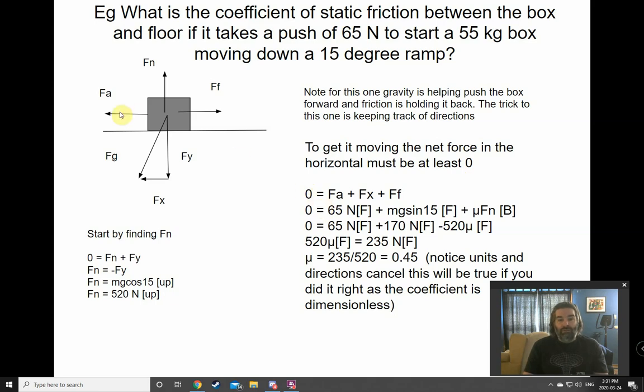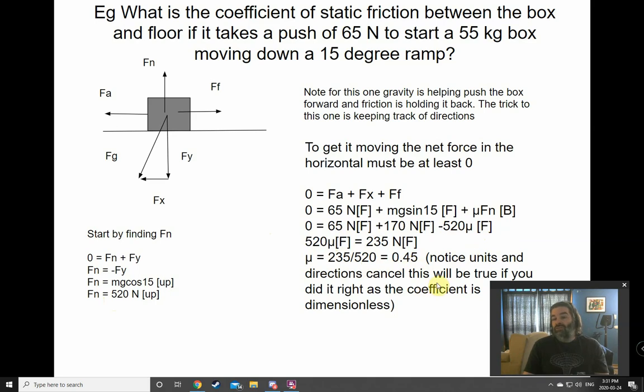So look at your x. I've got my applied force, I've got my x component of the force of gravity. Well, I know the applied force, 65 newtons. The x component is mg sine 15, because it's opposite. Those are both forward. You can see from the diagram. Backwards is my force of friction, which is just mu Fn. Well, so it's 65 newtons forward plus 170 newtons forward. I'm going to make forward my positive direction. So I'm going to change that backwards to a forwards. So it'll be minus 520 because that's what my Fn is, times mu. Bring the mu over, make it positive, add these two up. Then you divide, and you get 0.45.